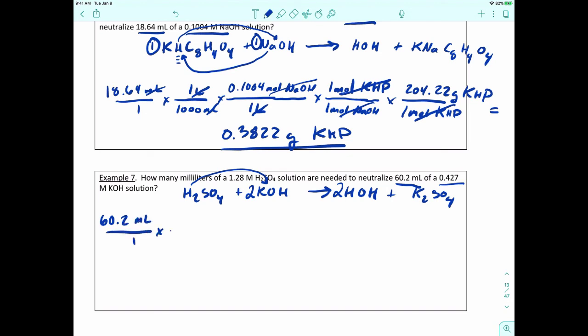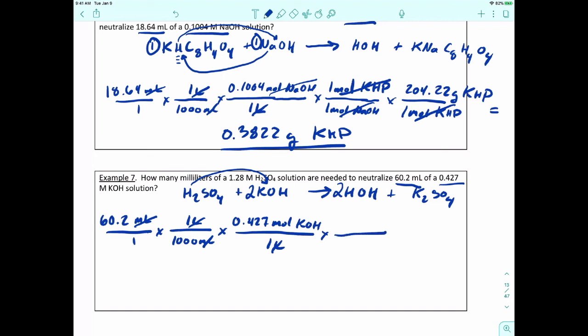We need to convert this from milliliters to liters first. So there's 1,000 milliliters over 1 liter. Milliliters cancel out, we're in liters. We need to multiply this by the molarity of the KOH solution. So that's 0.427 moles of KOH over 1 liter. Liters cancel out, we're in moles.